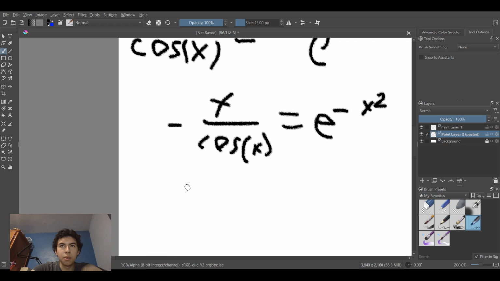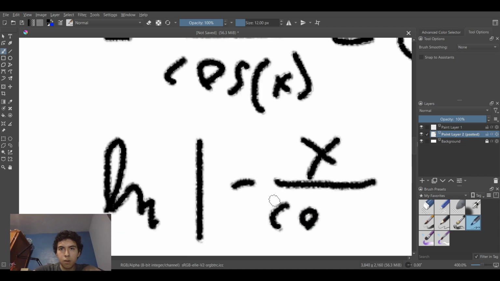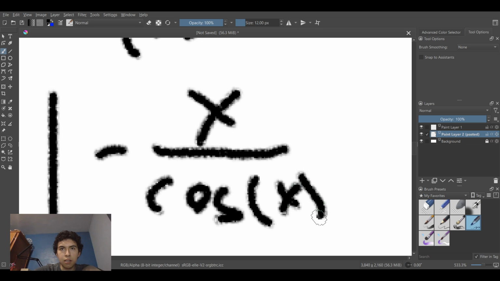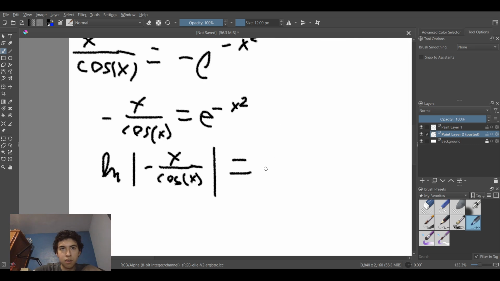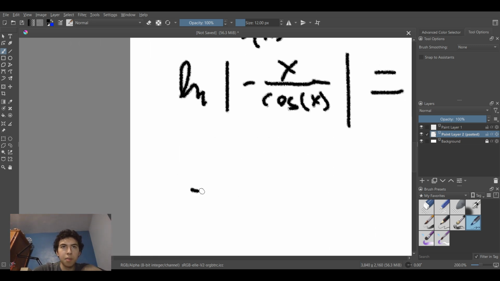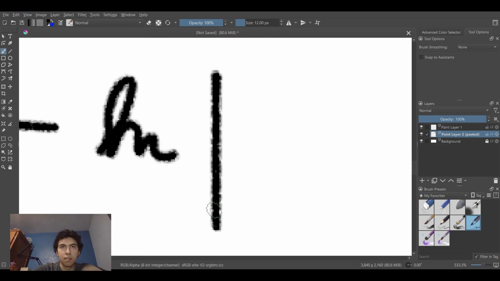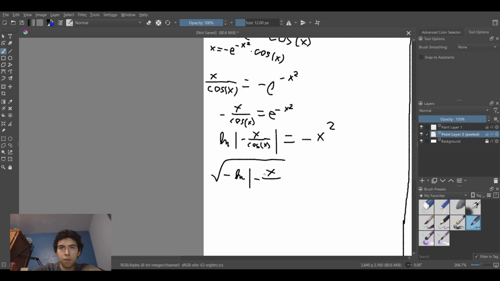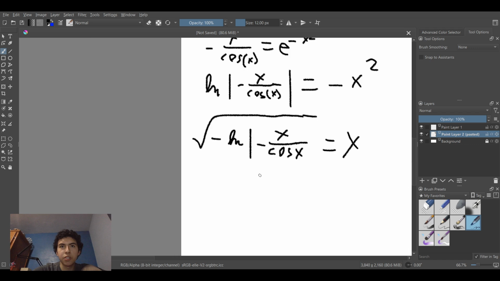Then after that, we're gonna do a natural logarithm on both sides. So ln of minus x over cosine of x equals minus x squared. And for the final blow, it's just going to be minus square root. I'm just going to go directly of minus ln of absolute value of x over cosine of x equals x. Okay, let's try this function instead.